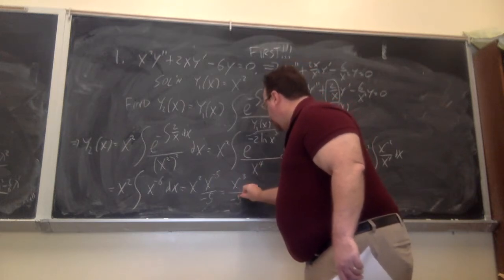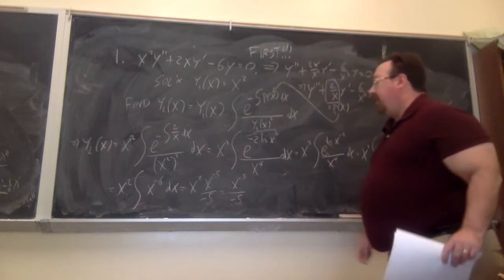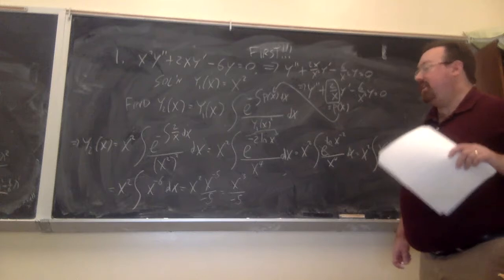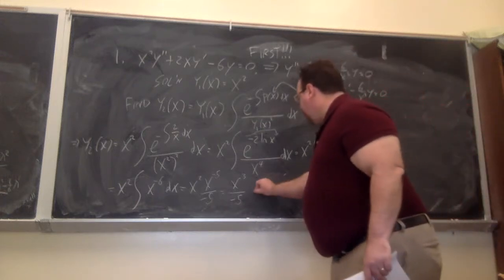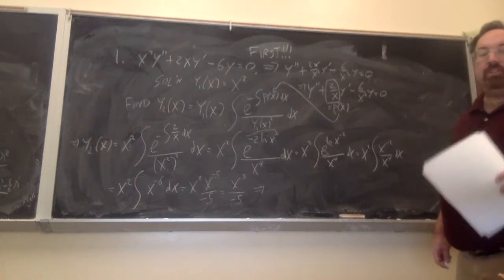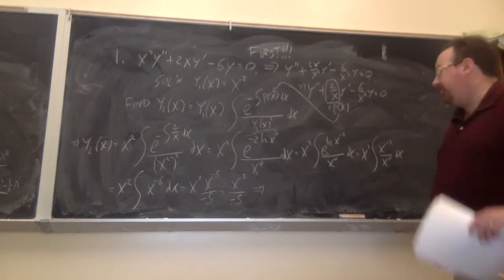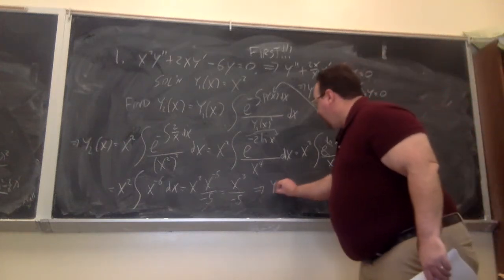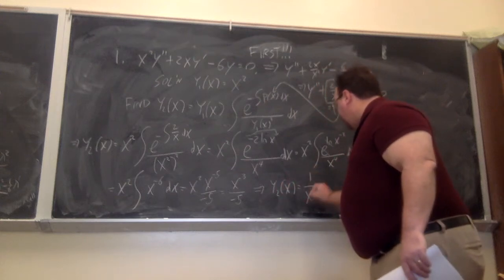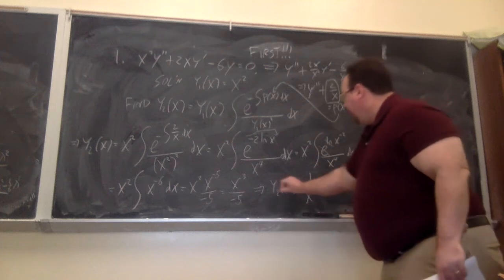over minus 5. Now, for the final answer, you can drop any constant factors because when you have an equation like this one, any multiple of a solution is also a solution. So we will say that y2 of x is equal to 1 over x cubed, or x to the minus 3.